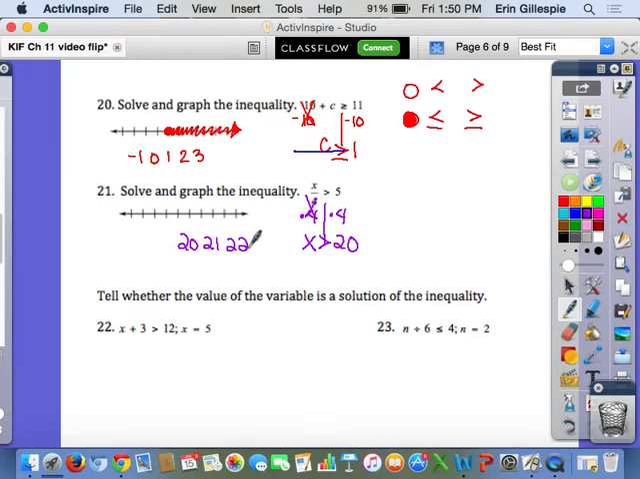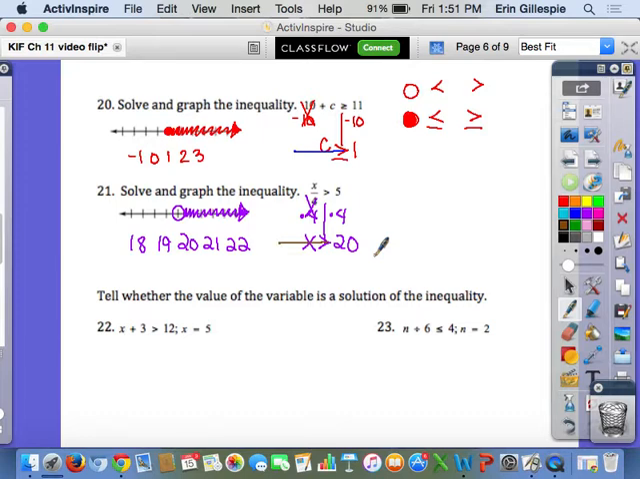Fill in a few numbers to the right and to the left. What kind of dot do we want to use here? Well, it's just greater than, so that means I want an open dot on 20. Which way do I want to shade? Read it in words, and that will help you figure it out. X is greater than 20. Where are the numbers greater than 20? They're to the right of that dot. Or use the trick. That looks like an arrow that's pointing to the right.